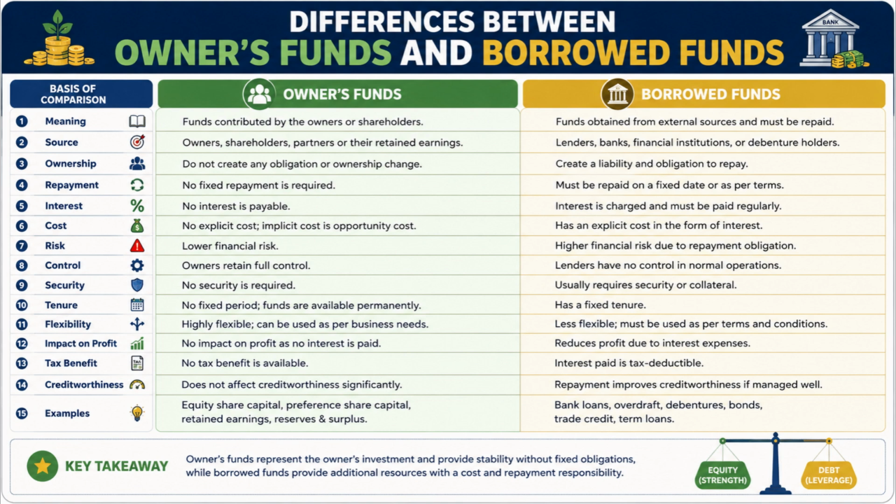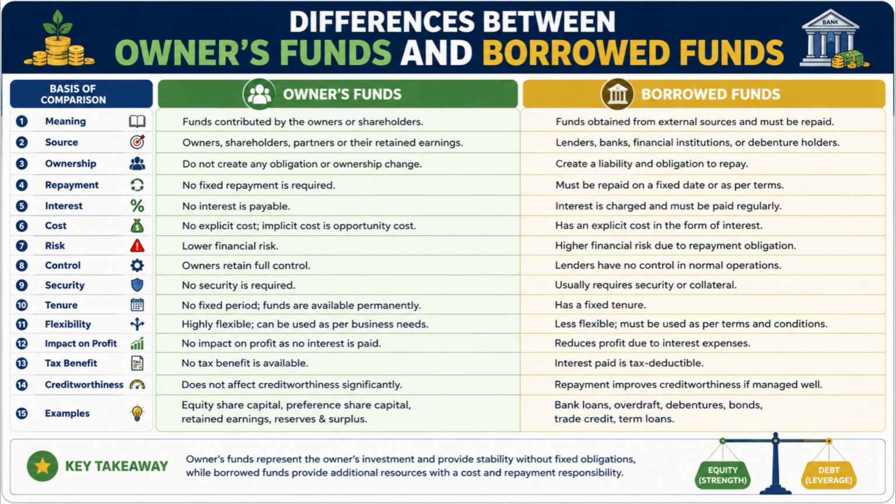Number 9. Owner's funds usually do not require any security or collateral, whereas borrowed funds often require assets to be pledged as security. Number 10. Owner's funds generally remain invested in the business permanently, whereas borrowed funds are available only for a fixed tenure. Number 11. Owner's funds provide greater flexibility in utilization, whereas borrowed funds may be subject to specific terms and conditions.